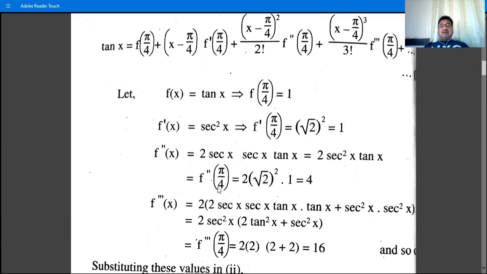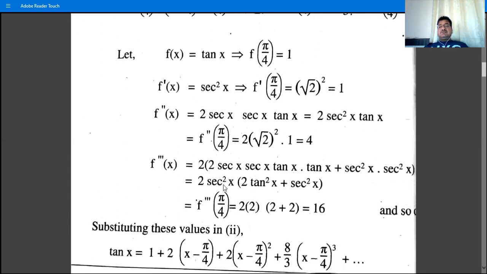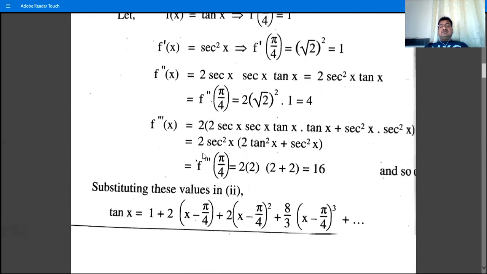And then f triple dash x. So its derivative, 2 into root 2 as it is. Derivative of sec square x is what? 2 sec x into tan x as it is, and plus sec square as it is, derivative of tan x is sec square x. So simplification is 2 sec square x, 2 tan square x plus sec square x, by taking sec square x as common. And then value at pi by 4 is 2 sec square pi by 4 is 2, in bracket 2 tan square pi by 4 is 1 square is 1, and sec square pi by 4 is 2. So 2 plus 2. So we have 16 and so on.